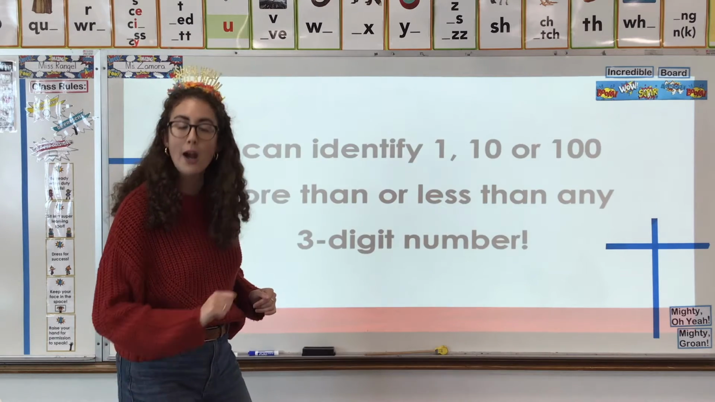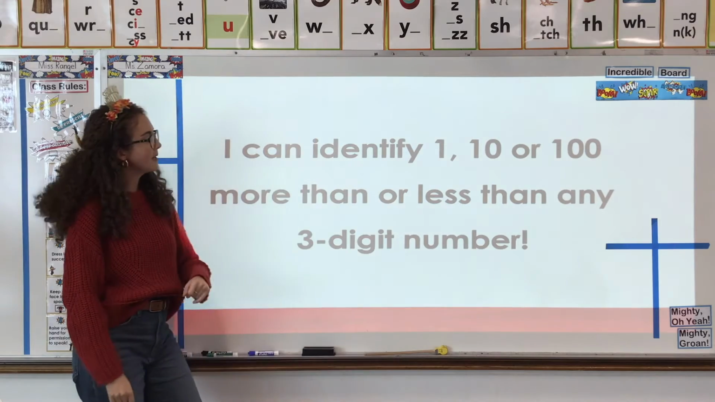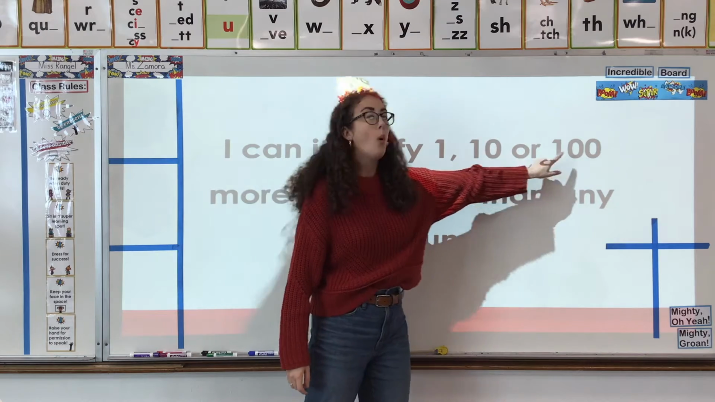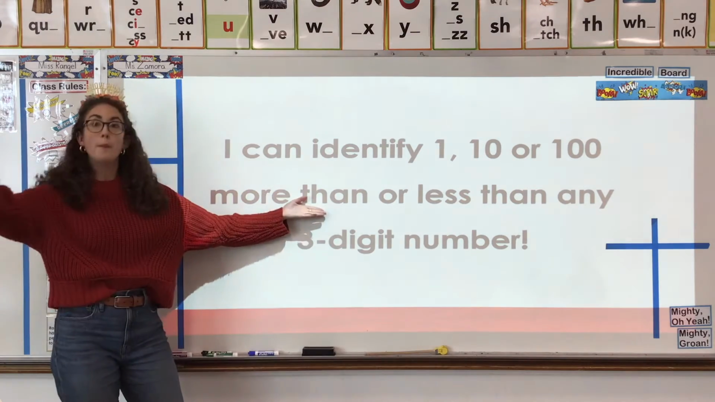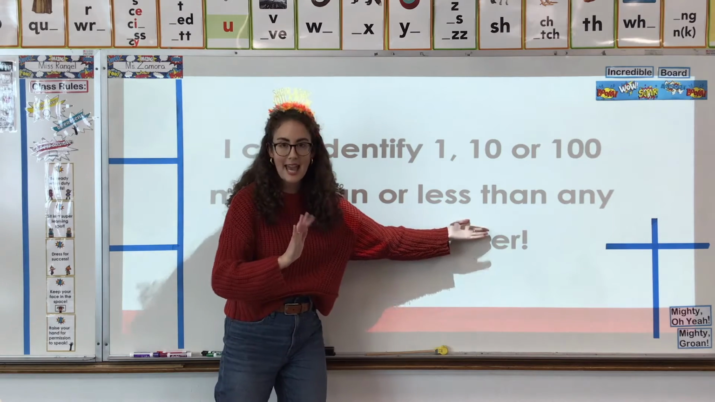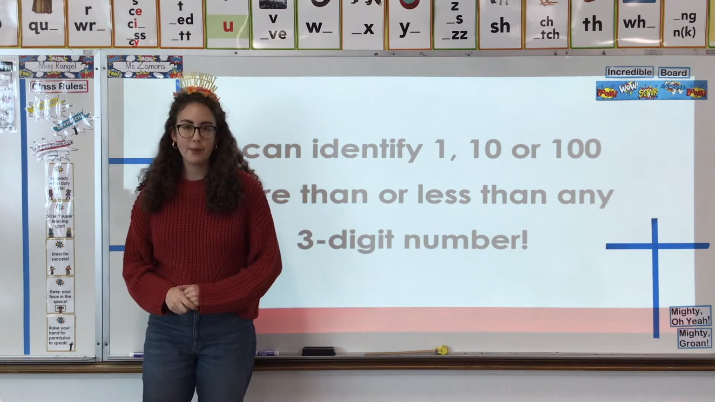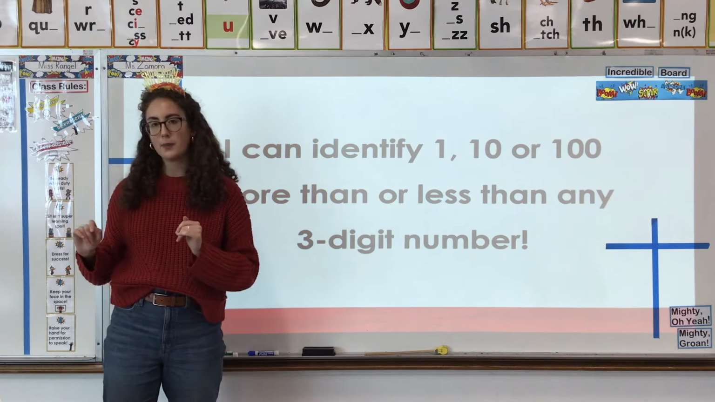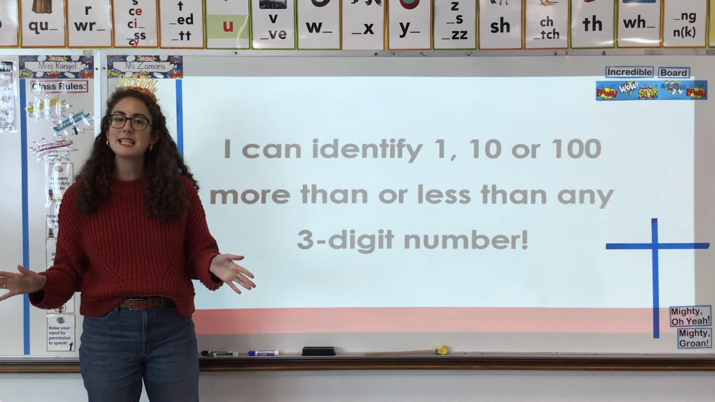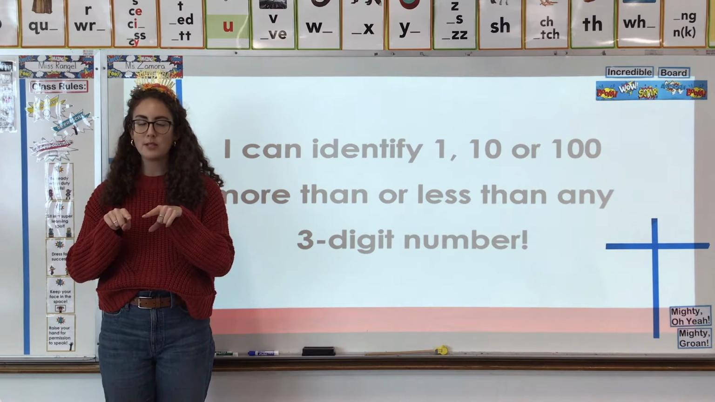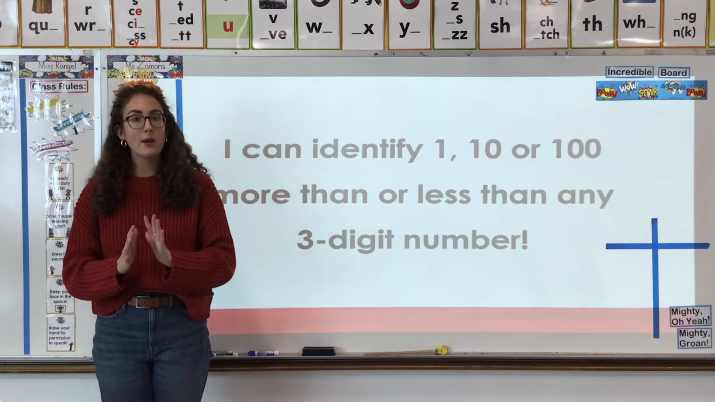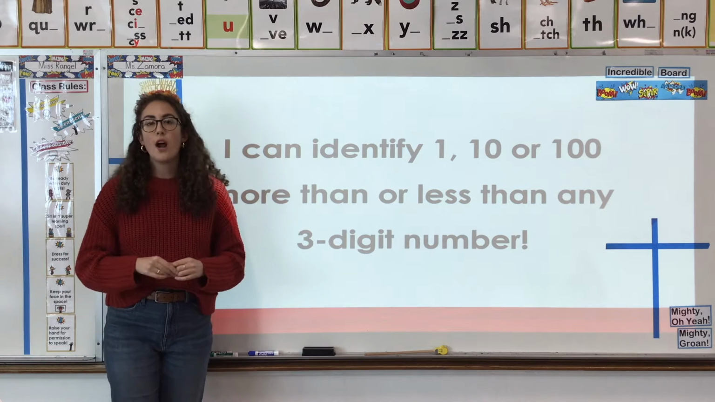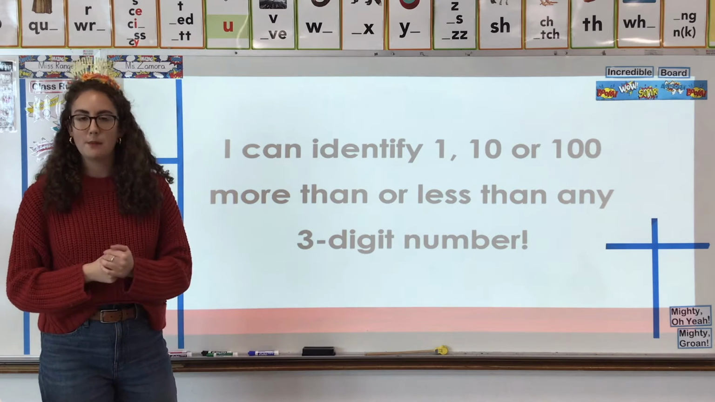So, let's check out our learning target for Thursday. It says, I can identify 1, 10, or 100 more than or less than any 3-digit number. So our challenge today is we're going to take away our place value chart. All you need today, second grade, is your whiteboard out. If you still need your chart, that's totally okay, but it's our challenge that we're only going to be answering these questions with our whiteboard and our awesome big brains.